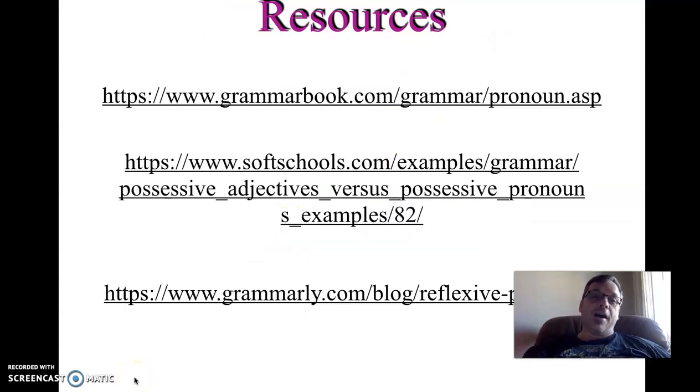Good. All right, a few resources here. This one has not a long list, but it has some rules about pronouns. This one here is about possessive pronouns, and this one is about reflexive pronouns.